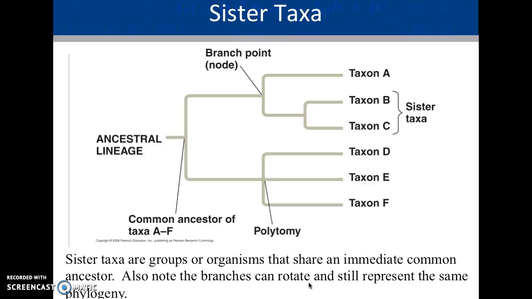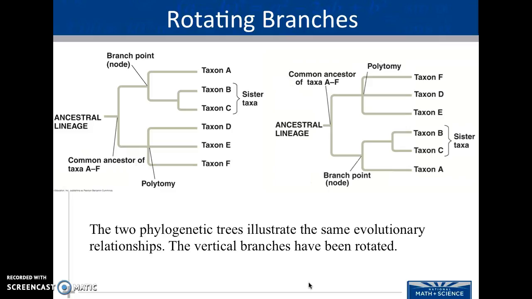When we talk about the idea of rotating branches, the two phylogenetic trees illustrate the same relationship. The vertical branches have been rotated, and that's it. And so there's a lot of ways that we can visually represent the same relationships.